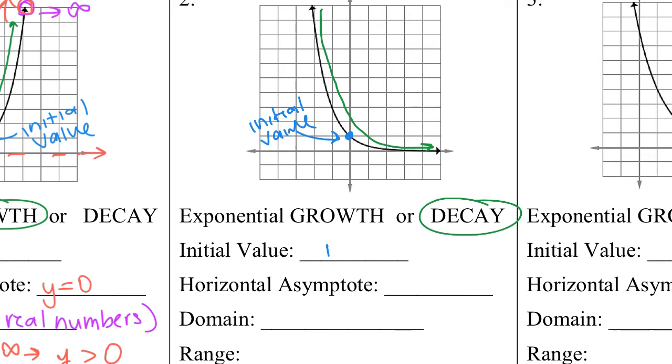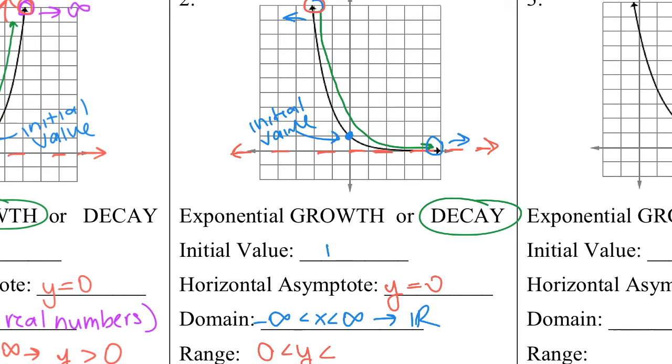Horizontal asymptote, that's where your graph starts getting really flat. So it's right here on the x-axis. So it has a horizontal asymptote of y equals 0. The domain, furthest left to furthest right. So furthest left is negative infinity. Furthest right is infinity. So you have a domain of all real numbers. Then your range is your y's. The lowest you can go is 0, but the highest I can go is infinity. So y is greater than 0.